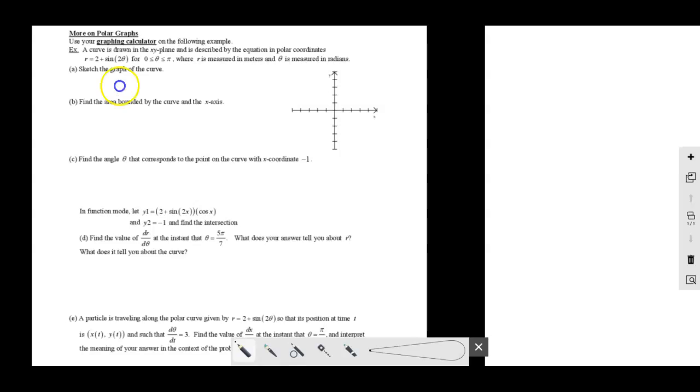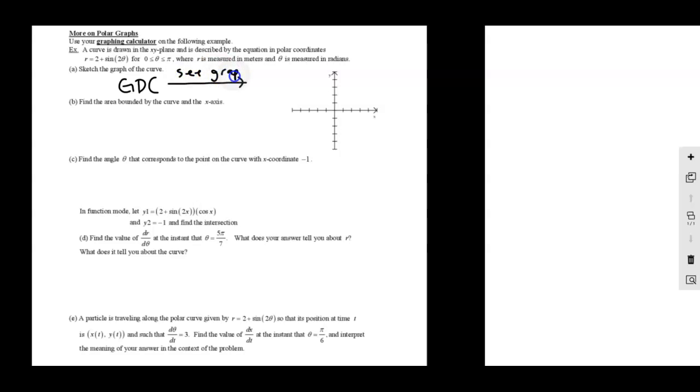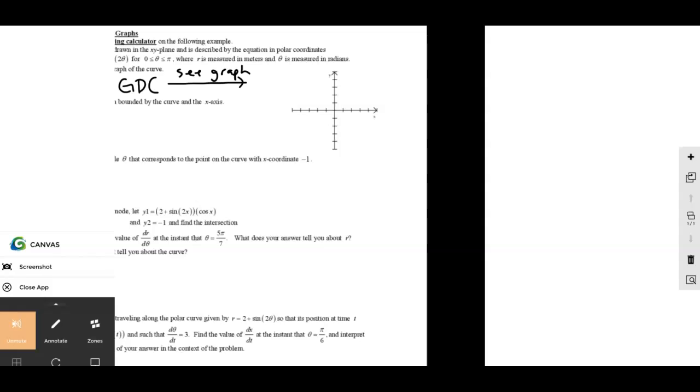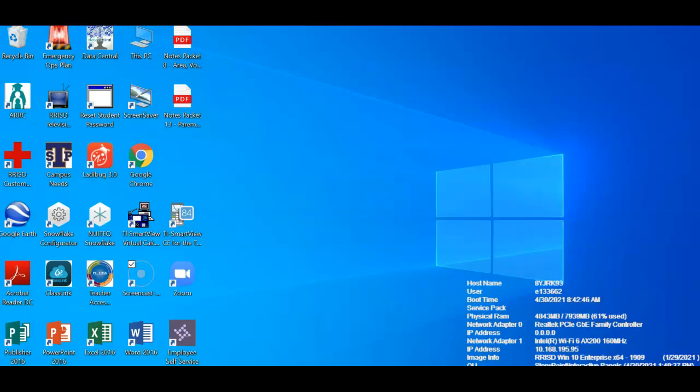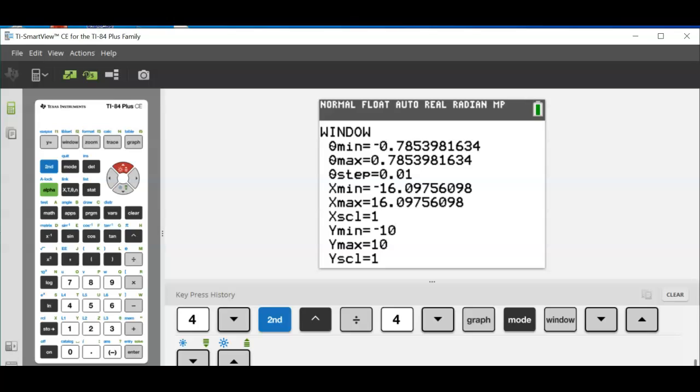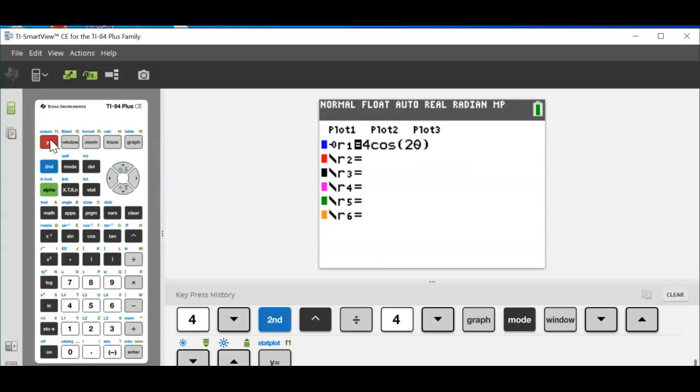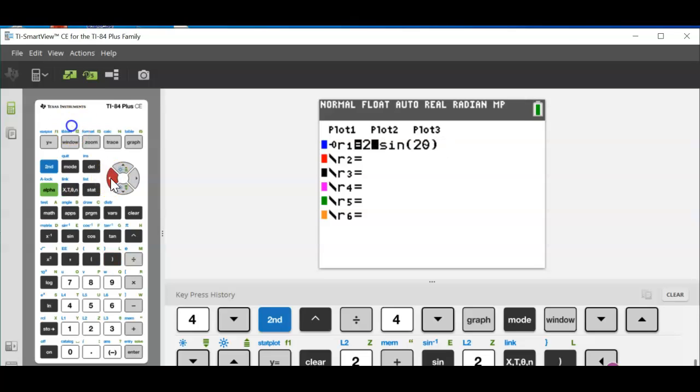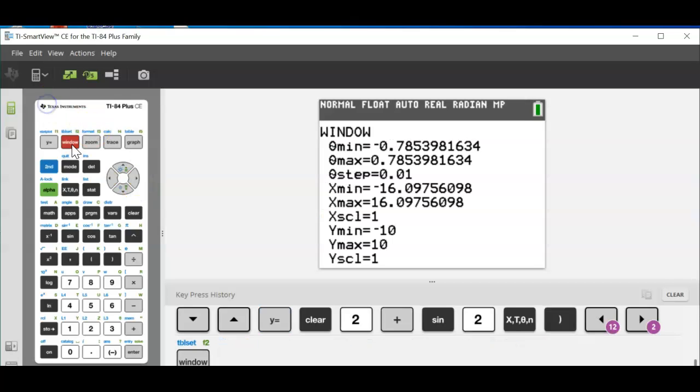Let's just graph it. We're going to use our graphing calculator and see the graph. Here we go. Let's get the calculator. Let's do this one: 2 plus sine 2 theta. Bam. It doesn't really matter, I'll just leave it because I don't care. That's good. Let's go look at this.